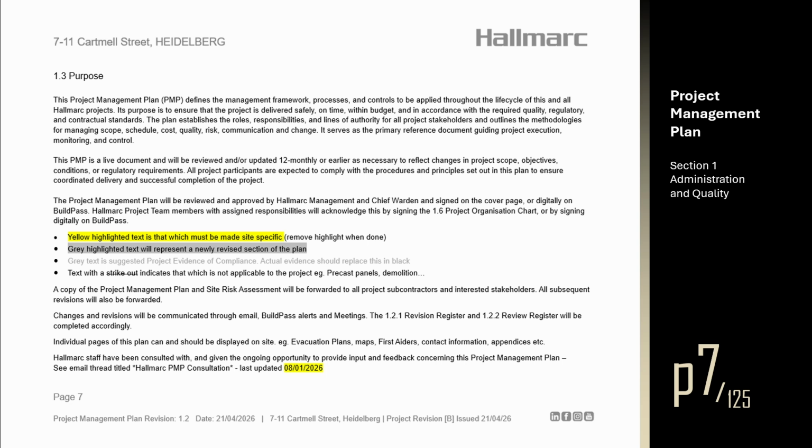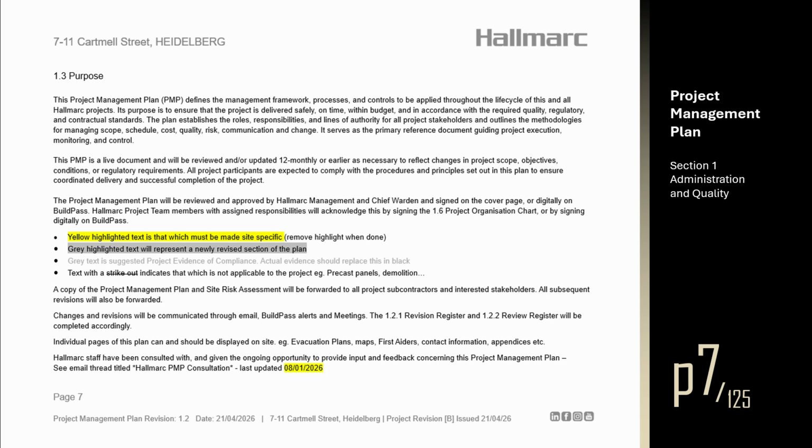The plan establishes the roles, responsibilities, and lines of authority for all project stakeholders and outlines the methodologies for managing scope, schedule, cost, quality, risk, communication, and change. It serves as the primary reference document guiding project execution, monitoring, and control. This PMP is a live document and will be reviewed and/or updated 12-monthly or earlier as necessary to reflect changes in project scope, objectives, conditions, or regulatory requirements. All project participants are expected to comply with the procedures and principles set out in this plan to ensure coordinated delivery and successful completion of the project.